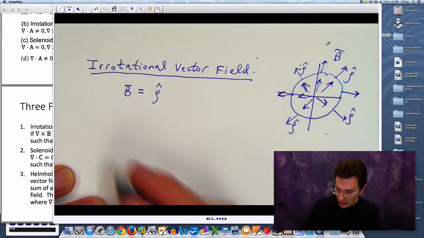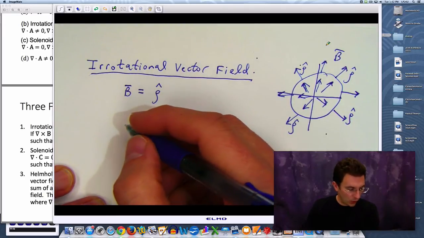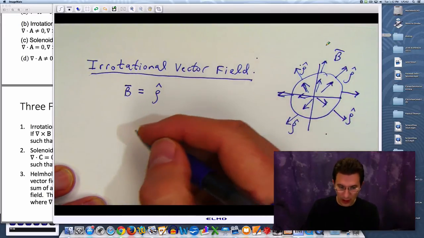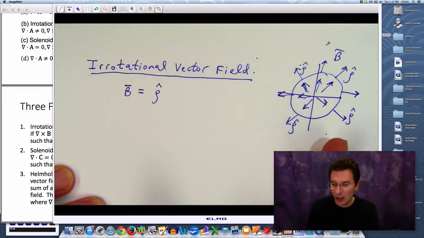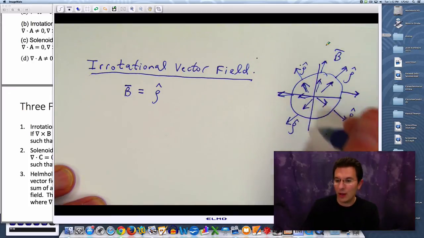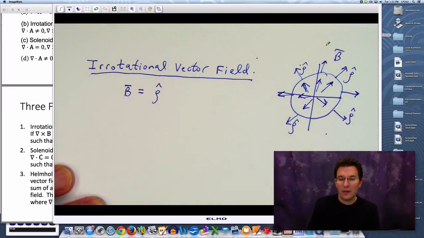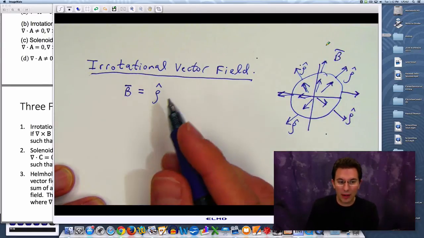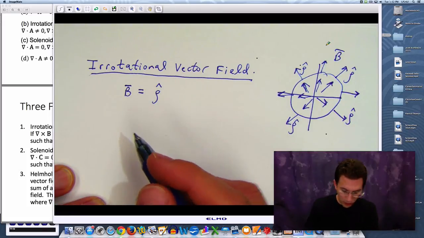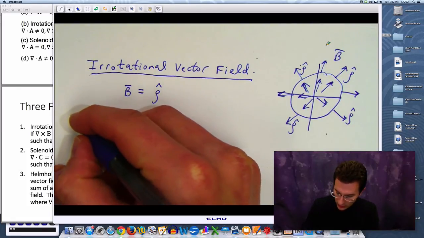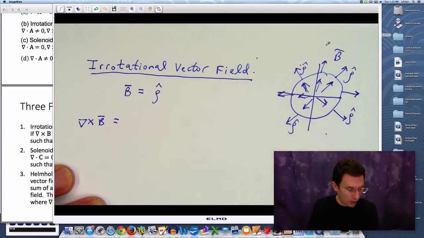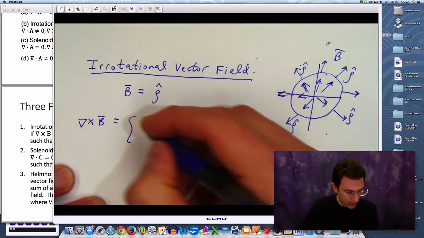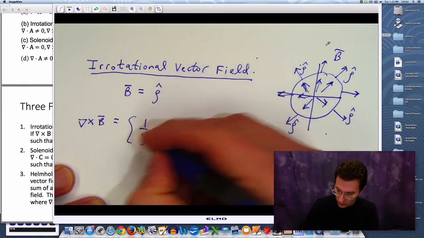I claim that B is irrotational, which is to say that its curl is equal to 0, but I need to prove that. I need to show that, in fact, this particular field has no curl. Just by looking at it, there's no rotation around the point, so we expect that it is an irrotational field. But let's prove it mathematically. If you go to the back of your text, you'll see a definition for the curl of a vector in cylindrical coordinates, and it looks like this. This is how you take the curl in cylindrical coordinates.